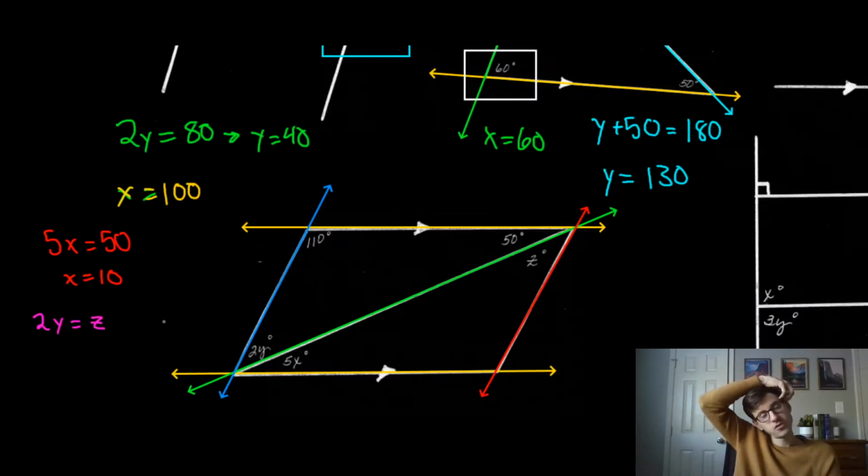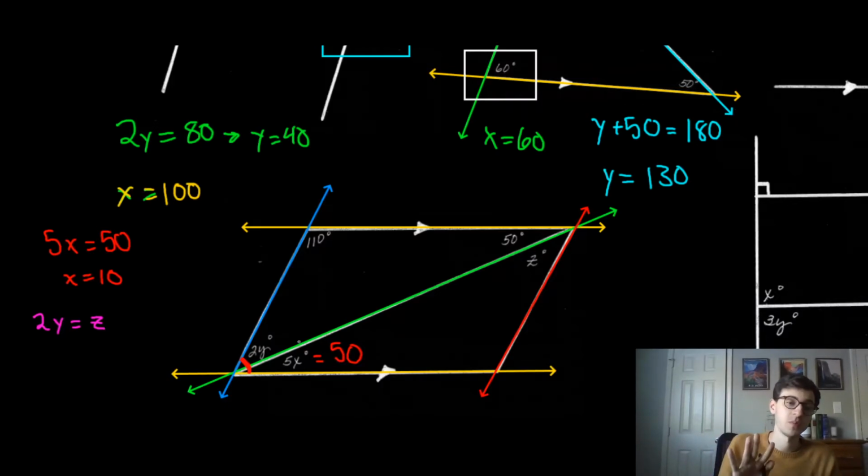Okay, now there's something else, and maybe I might even write in over here that that is 50, because there's something else I want you to notice here. If I take this whole angle, that whole angle is an interior angle of these two orange parallel lines and this blue transversal right here. And that angle is 2y plus 5x, or 2y plus 50. I know that's maybe a little bit much, but this whole angle right here is supplementary with that angle right there.